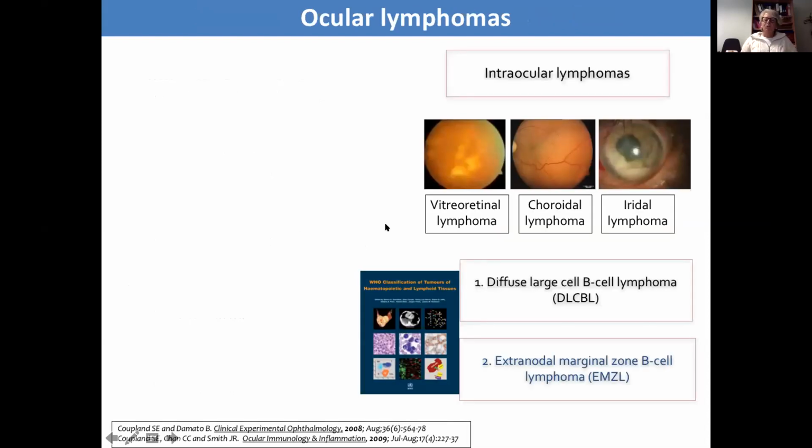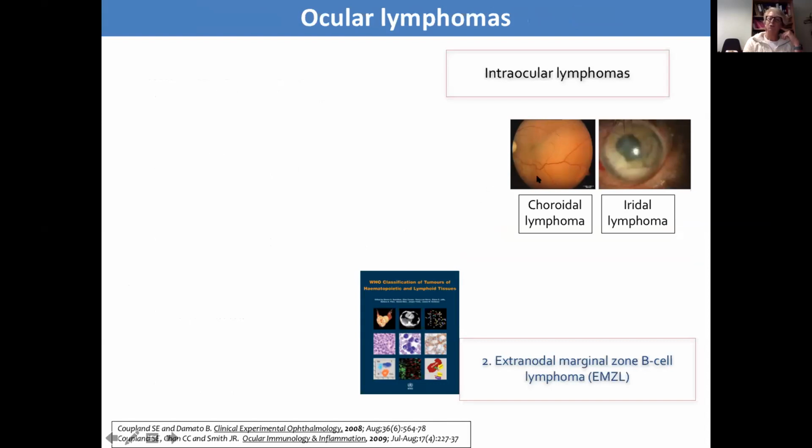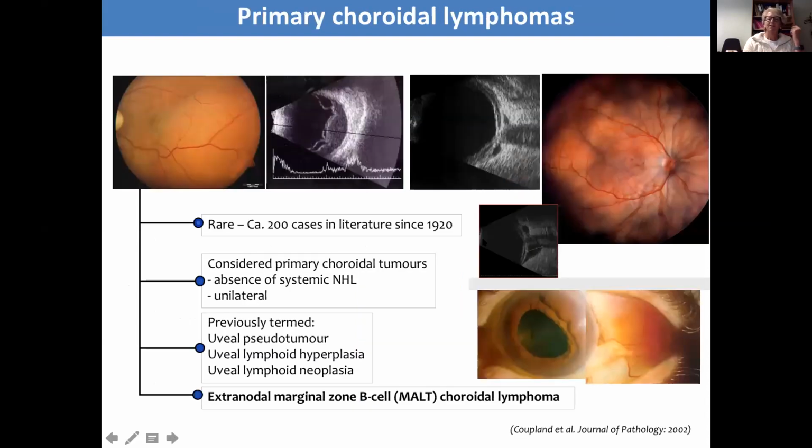So I'll just move briefly onto the second most common type of intraocular lymphoma, which are the choroidal lymphomas. These are really quite rare in comparison to vitreoretinal lymphomas. They occur within the choroid. You can see that the retina is detached, but is not affected by the tumor.